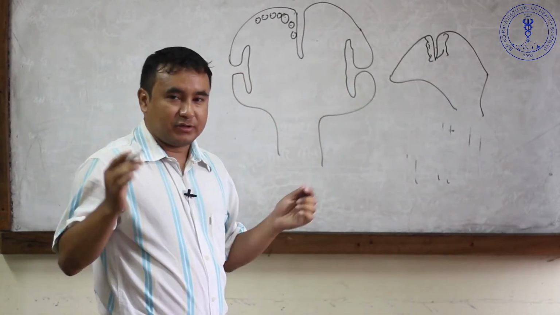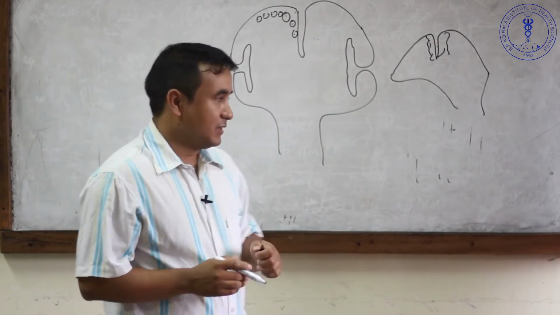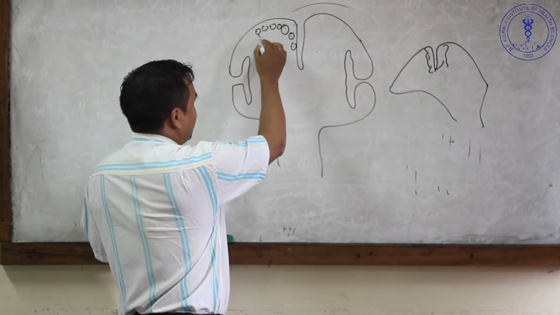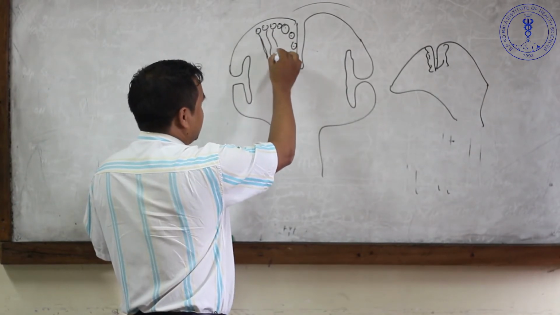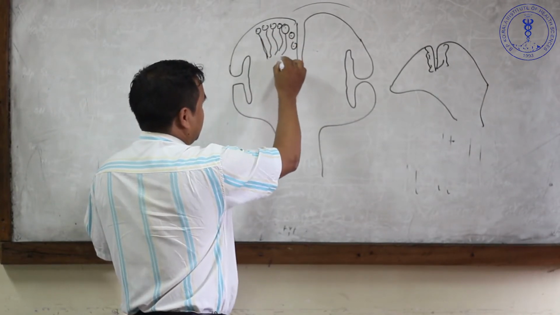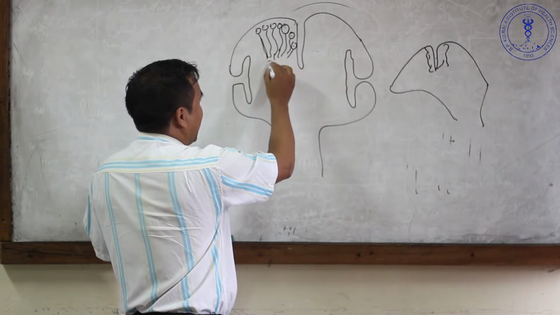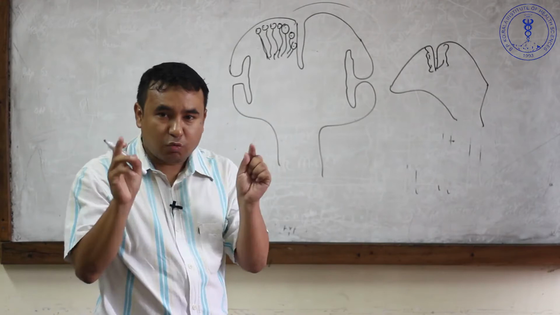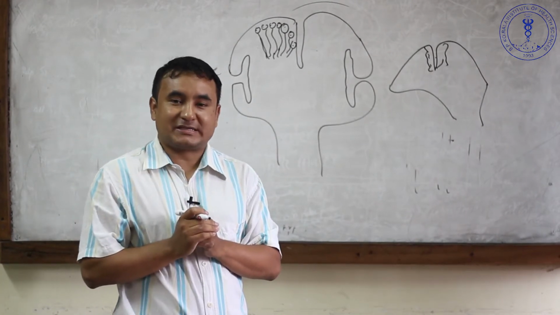So this is how the corticospinal tract arises. Now let us see the diagram. Suppose these are the cell bodies that make the corticospinal tract, and they radiate like this. This is what we call the corona radiata.